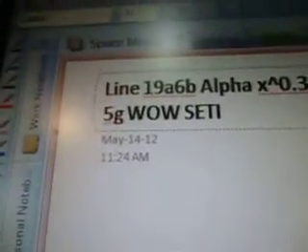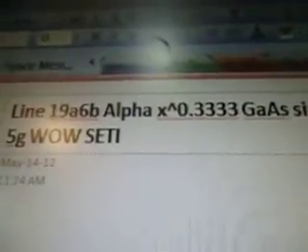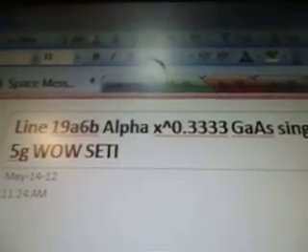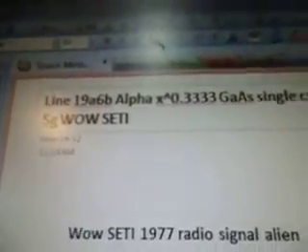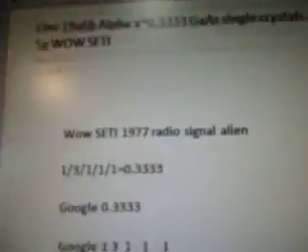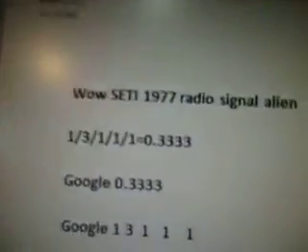Line 19A, 6B, alpha, x to the power of 0.3333 GaAs, single crystals, arsenic alloys, UFO 5G Wow Seti. Again, the UFO 5G means there's a formula that has something to do with either the jet propulsion or the fuels, or something to do with the movement of this UFO engine that we want to build.